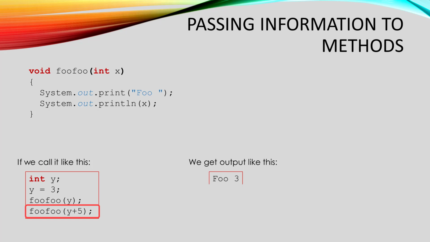In this call, y plus 5 will be evaluated, getting the value 8, which will be stored into x. Then those print statements will print out foo8.